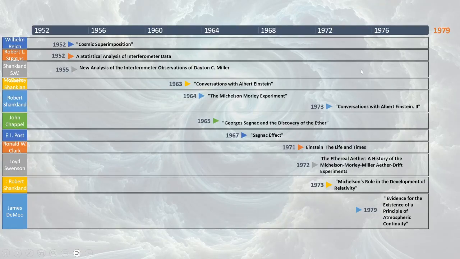And we have Shanklin again, all the way through 1964, and again in 1973. So we have John Chappell in 65 doing George Sagnac and the discovery of the ether. He obviously put the pieces together and published his work showing the same. E.J. Post on the Sagnac effect, again showing the speed of light varying in different directions.